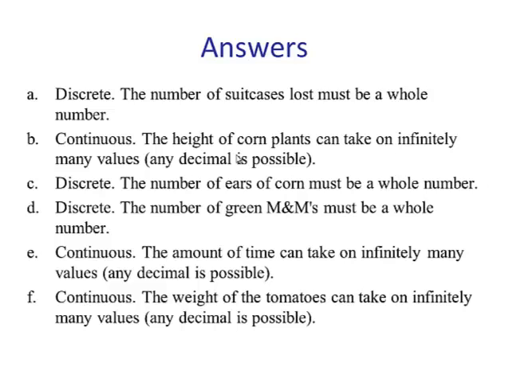E is continuous. The amount of time can take on infinitely many values, so any decimal is possible. And F is continuous. The weight of the tomatoes is a physical measurement and they can take on any decimal place.